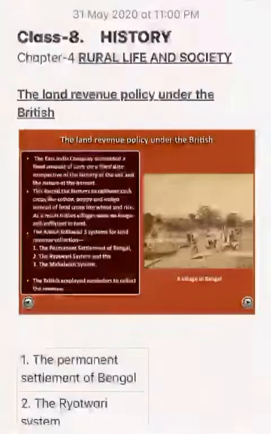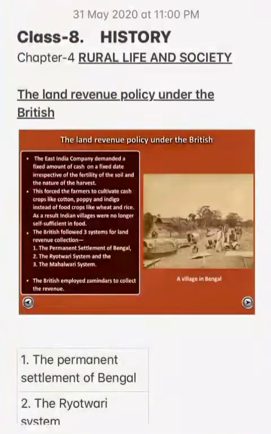In history, in the last chapter, we studied the British administrative structures in India, and today we begin a new chapter, chapter 4, the name of the chapter is Rural Life and Society. In this chapter, we'll understand the rural life and society of Indians during British rule. Okay, the land revenue policy under the British.